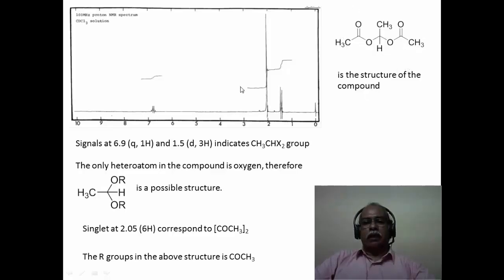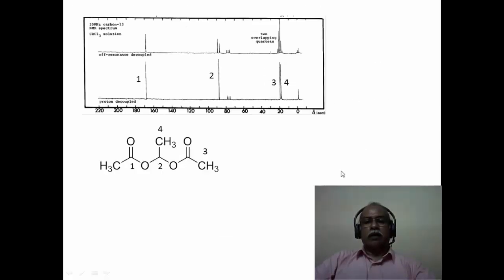It is consistent with the degree of unsaturation, consistent with the mass spectral data, consistent also with the infrared spectrum and the proton NMR spectral data. Let us look at the carbon-13 NMR spectrum. There are 4 carbons present in the system. It is a symmetrical molecule. The 2 acetate units are symmetrical.